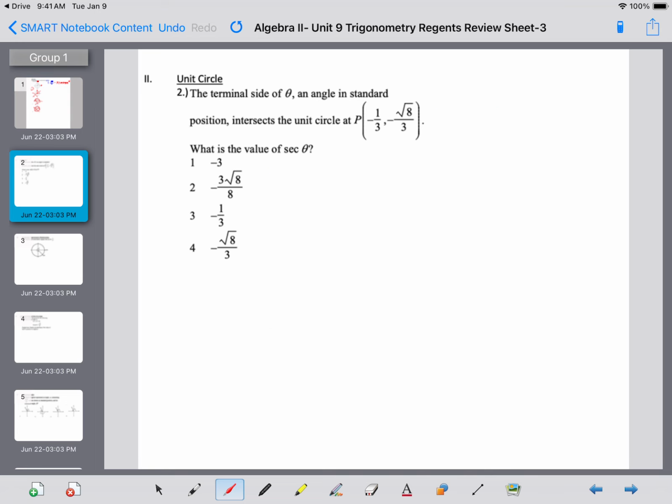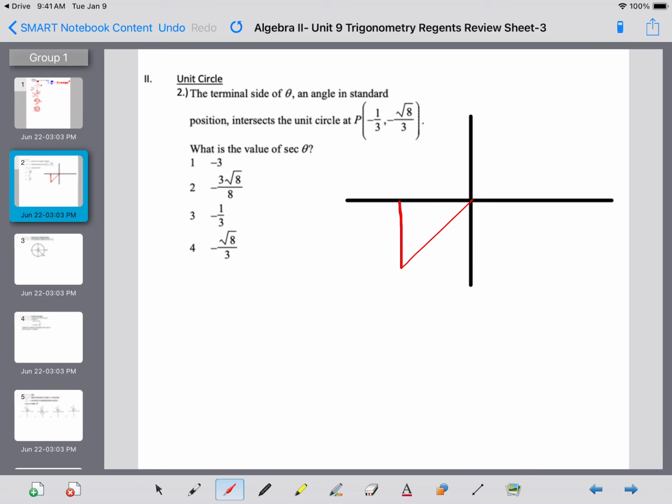For this question, it says the terminal side of theta, an angle in standard position, intersects the unit circle at P, which is the point negative 1/3, negative radical 8 over 3. What is the value of secant theta? So I always recommend drawing it out. So draw out negative 1/3, negative radical 8 over 3. That would be in quadrant 3, because it's negative, negative.